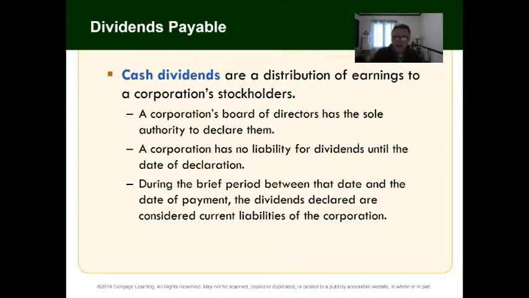A corporation has no liability for dividends until they actually declare that there's going to be a dividend. And then from the date of that declaration until the date of the payment, the cash value of those dividends are considered a current liability for the corporation, but not until there's a declaration that there's going to be a dividend paid out.